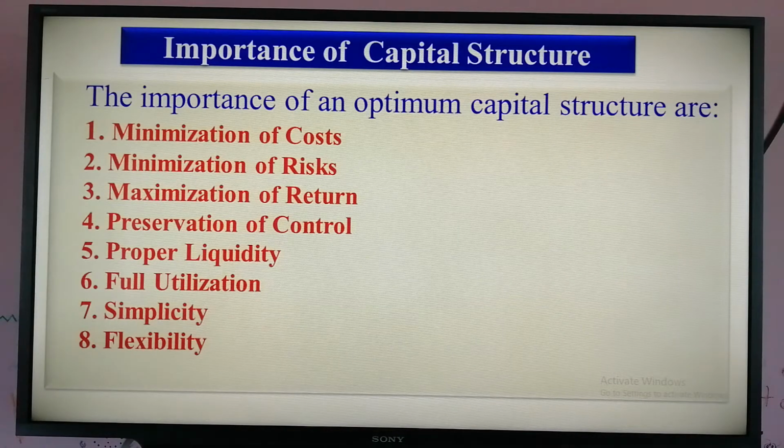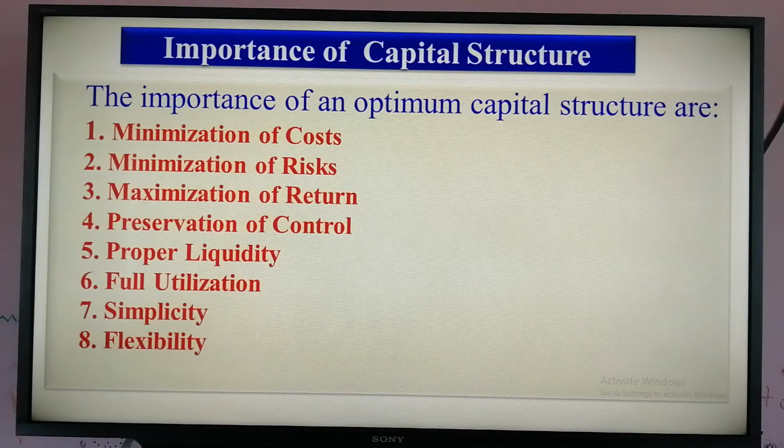And number 3, maximization of return. The goal of a firm. What should be the goal of a firm? The goal of a firm is to maximize the wealth of the firm, or earning per share, or the benefit made for the stakeholder or shareholder. How can a financial manager do it? By minimization of cost, by taking the strategic decision, and by minimizing the risk.